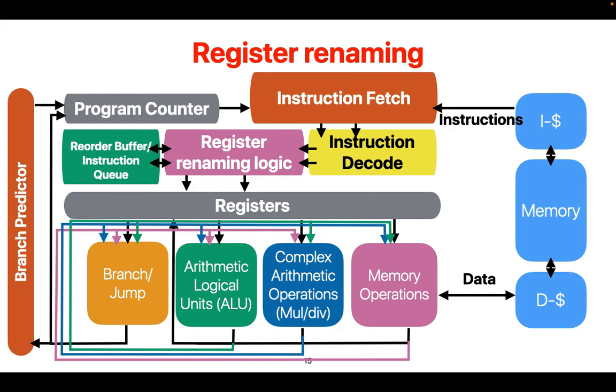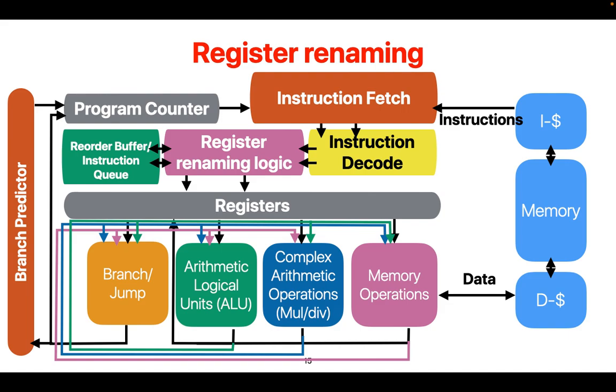And the other thing is called register renaming. As we said, the biggest obstacle that prevents us from free dynamic execution is the situation where a later instruction may overwrite a register that an earlier instruction is depending on.